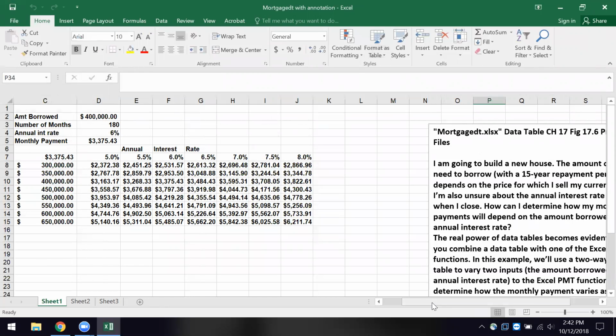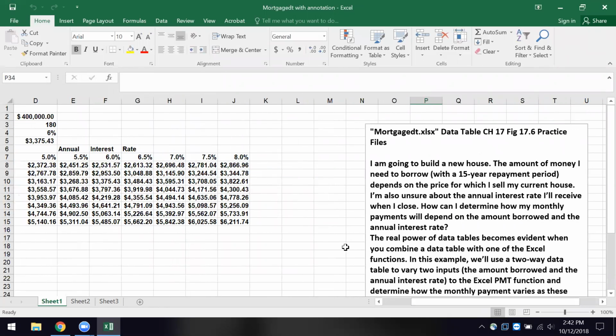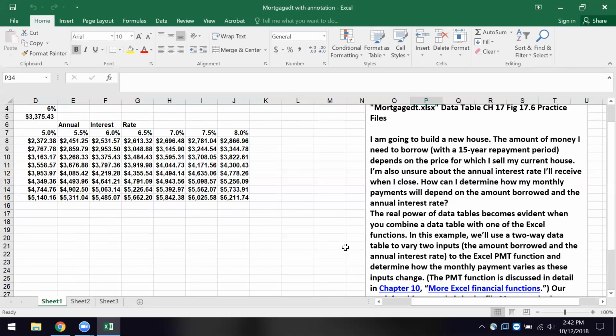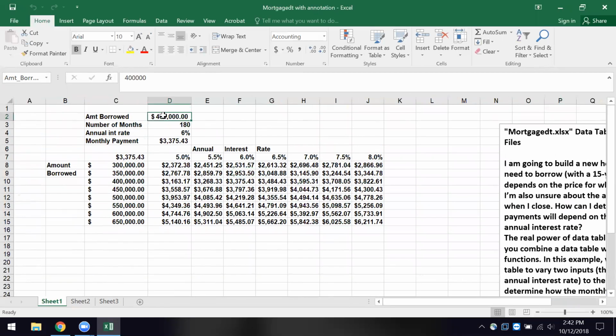All right. And they give us the business. We're going to build a home, 15-year repayment period. You're not sure about the interest rate. And we have our data table using one of the functions. All right, so we're doing a data table here. Here's the amount borrowed. Here's the number of payments. So this is 15 years, okay? If you did a 30-year mortgage, you're looking at 360 payments. If you did a 20-year mortgage, you're looking at 240 payments.